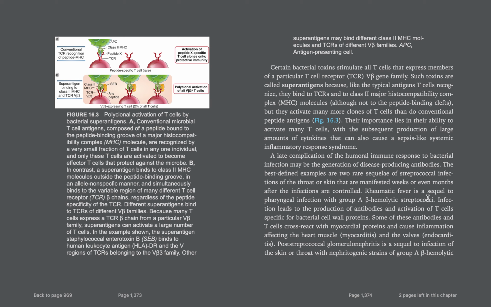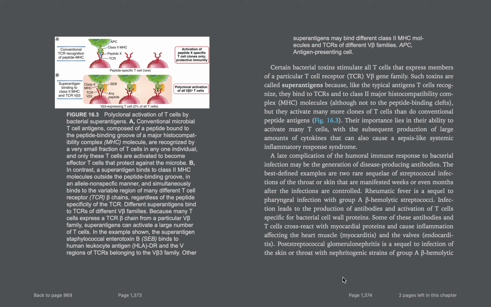Rheumatic fever is a sequel to pharyngeal infection with group A beta hemolytic streptococci. Infections lead to the production of antibodies and activation of T cells specific for bacterial cell wall protein. Some of these antibodies and T cells cross-react with myocardial proteins and cause inflammation affecting the heart muscle, myocarditis, and the valve, endocarditis.